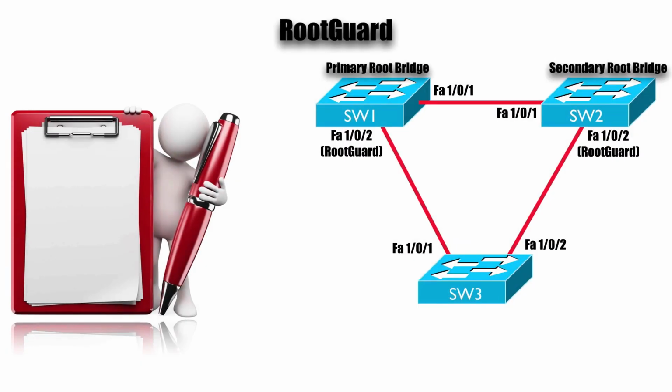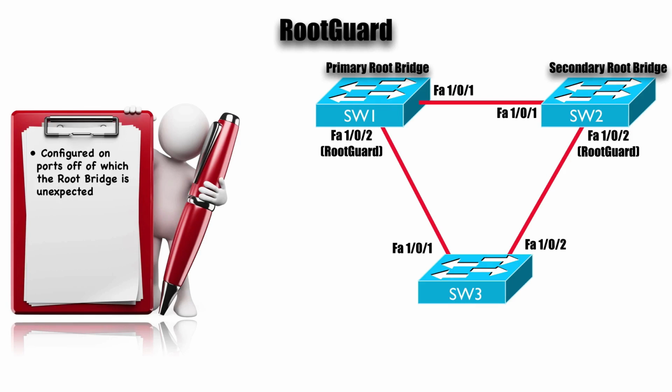Root guard prevents a situation where someone might maliciously or accidentally add a switch to the network, and that switch becomes the root. We would typically configure this on ports off of which a root bridge is not expected. For example, switch SW3 on screen, it's not the root. We don't want it to be the root. SW1 is configured as the primary root, SW2 is configured as the secondary root. We don't want SW3 to be the root.